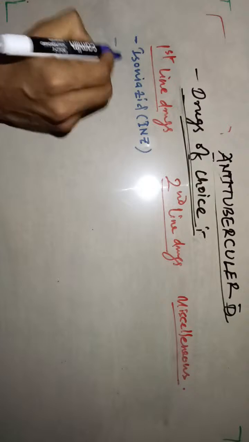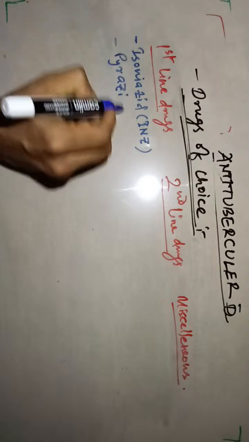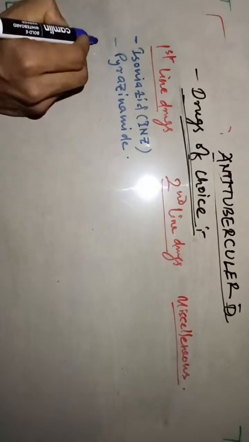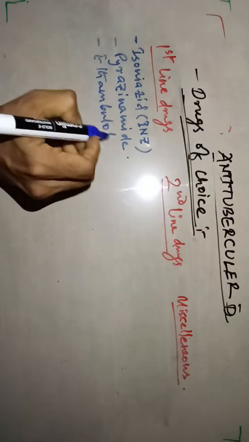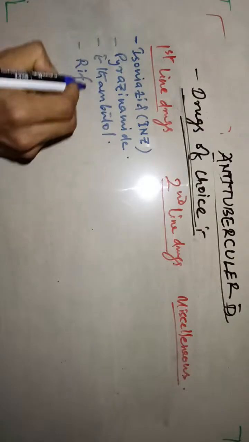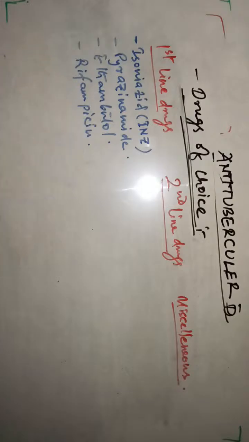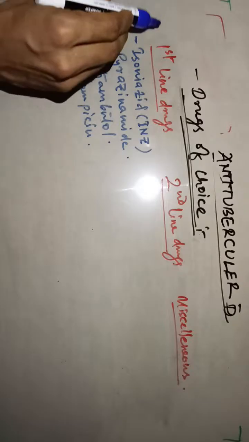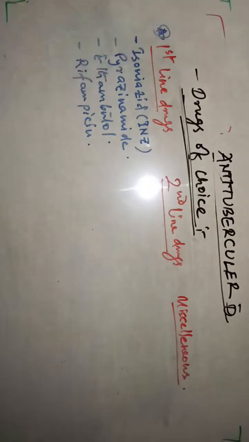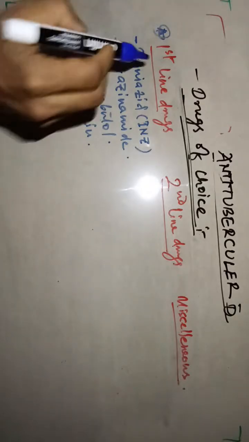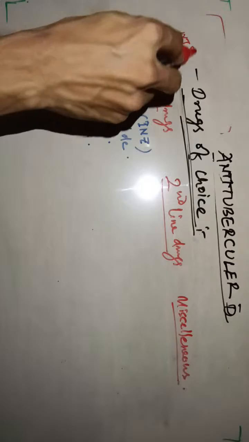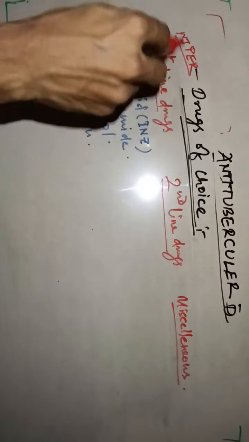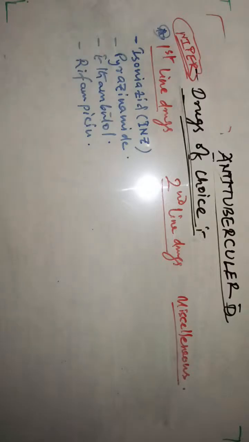Isoniazid, pyrazinamide, ethambutol, and rifampicin. These are the 4 primary drugs. They are the first line drugs. That is, for the treatment of tuberculosis, these drugs will be used first. And these were already asked in the NIPER question earlier. You will find that in the NIPER previous year questions.